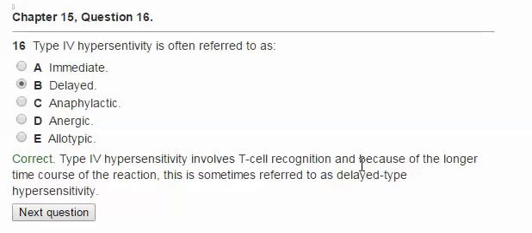Number 16, type 4 hypersensitivity is often referred to as A. Immediate, B. Delayed, C. Anaphylactic, D. Anergic, E. Allotypic. And the answer is B. Delayed. Type 4 hypersensitivity is often referred to as being delayed. Type 4 hypersensitivity involves T-cell recognition, and because of the longer time course of the reaction, this is sometimes referred to as delayed type hypersensitivity.